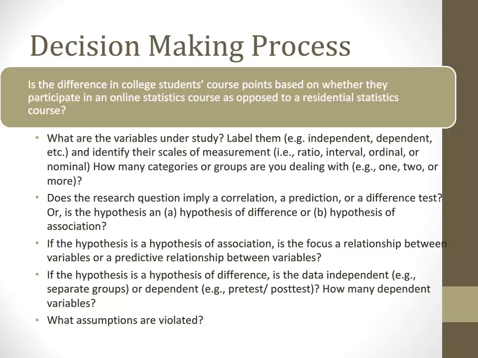So now we've gone over the potential statistical procedures that we can choose from. Let's go ahead and take a look at an example. Let's walk through the list of questions for the decision-making process. For this question and corresponding hypothesis, the question that we're going to look at is, is there a difference in college students' course points based on whether or not they participate in an online statistics course as opposed to the residential statistics course? And the corresponding hypothesis is something we're going to formulate in a minute once we determine our variables.